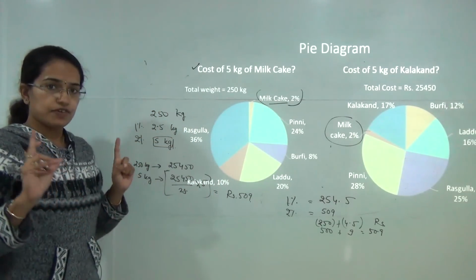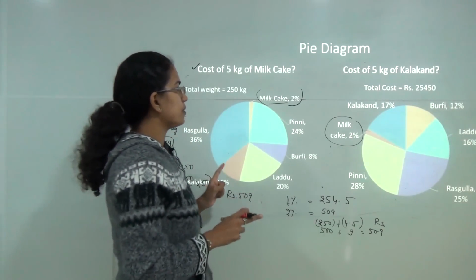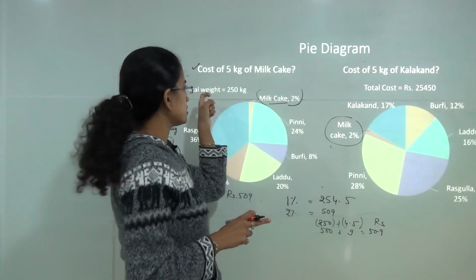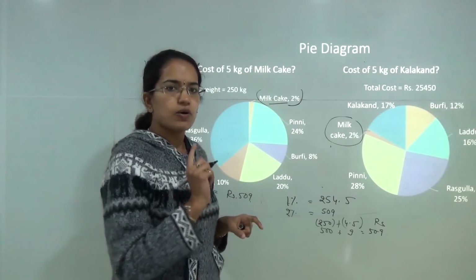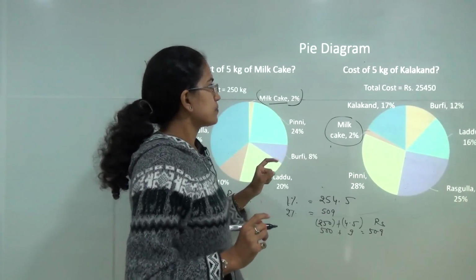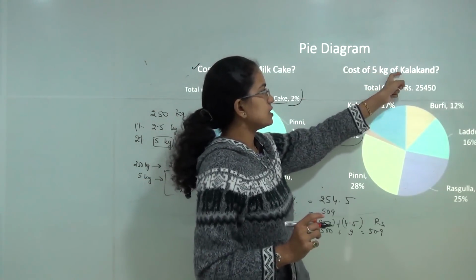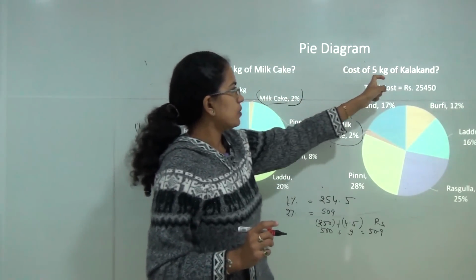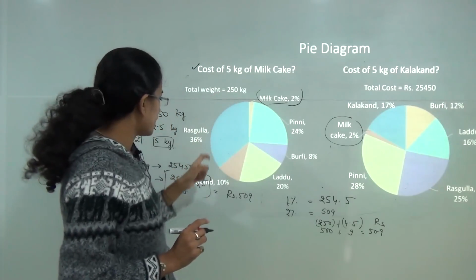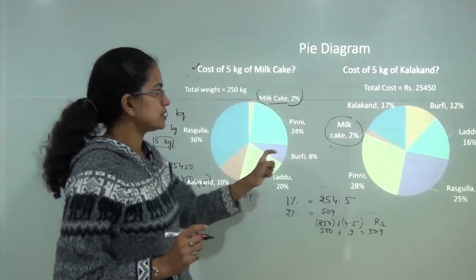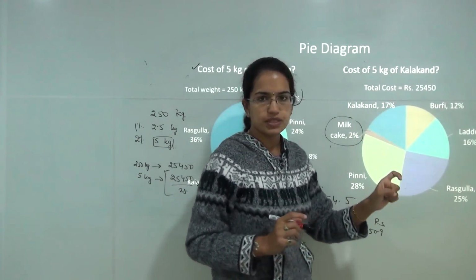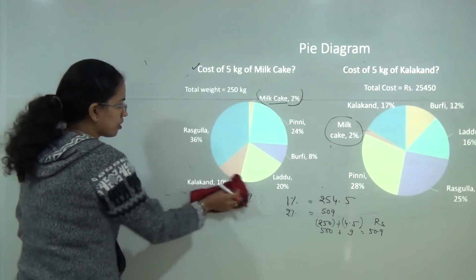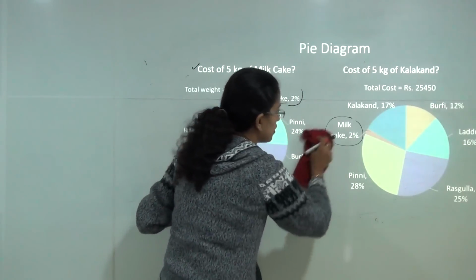So this was a very simple method to solve the problem when you have equal proportions in the cost and equal proportions in the weight that is given. Now let's complicate this question further. In the next set, what is asked is the cost of 5 kg of Kalakand. Now when you are asked about Kalakand, let's look into the weight. By weight, Kalakand is 10% and by cost it is 17%. So the solution for this won't be as simple as we did it for milk cake. Now let's move on to solving this section.